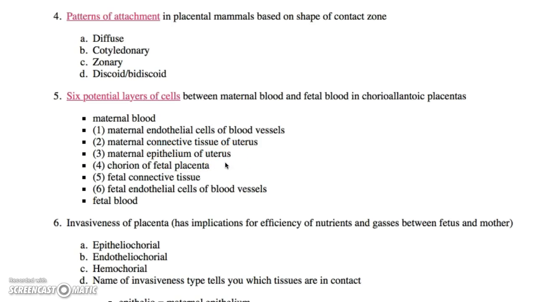Then the placenta is growing against that. So the very outermost layer of cells in the placenta is the chorion. And then there's connective tissue inside of that. And then finally, there are the blood vessels that have a layer of endothelial cells that make up the blood vessels. And that's where the fetal blood runs.